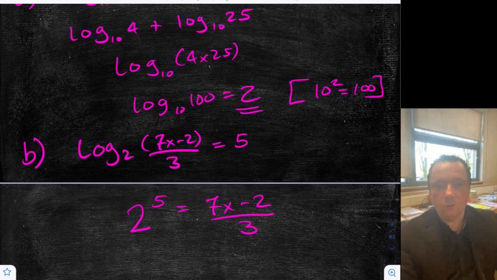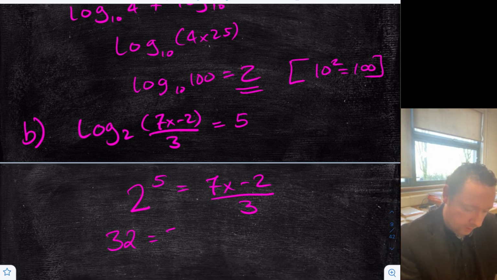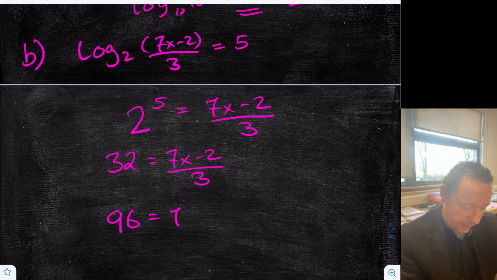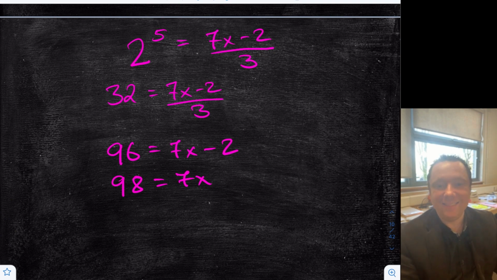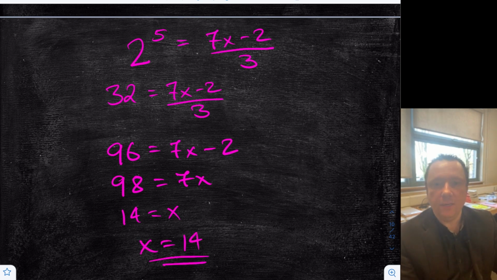So we need to work out 2 to the power of 5. Well, 2 twos is 4 times 2 is 8. Times 2 is 16. Times 2 is 32. So we get 32. So 32 equals 7x minus 2 over 3. So we can times 32 by 3. 32 times 3 is 96. So 96 is 7x minus 2. Add 2 to both sides. So 98 is equal to 7x. Dividing through by 7 then, you get 14 equals x, or nicer, x equals 14. And we're done there.